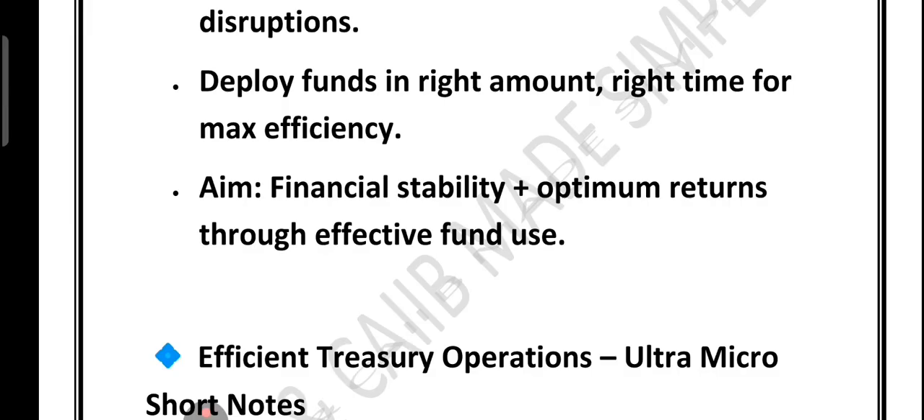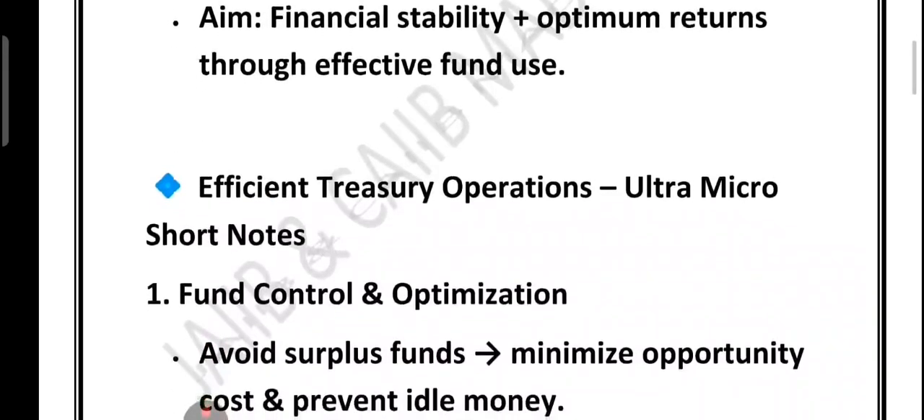The goal of both is simple: to ensure that there is enough fund, enough money, at the right time, at the right place for the maximum efficiency and financial stability.